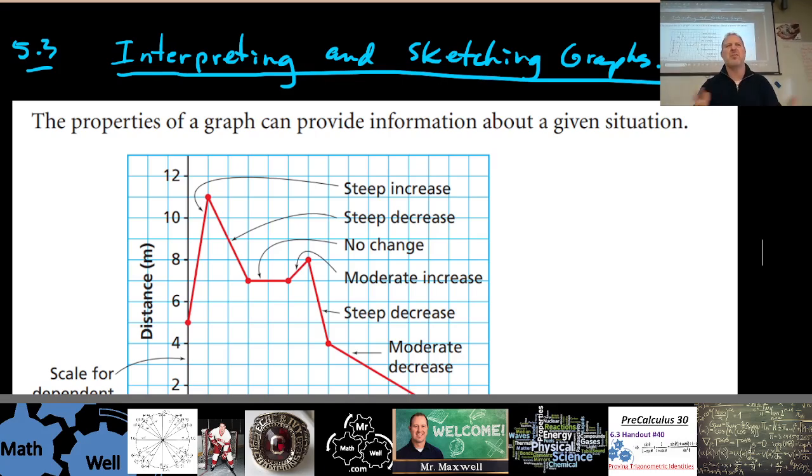Now, this is something you've been doing for years, I think: looking at a graph and interpreting what's happening. This is very important for math and for science, for gleaning information, that is, getting information from a graph that you see. Also for communicating information for data that you've collected. It's often the best way to do it.